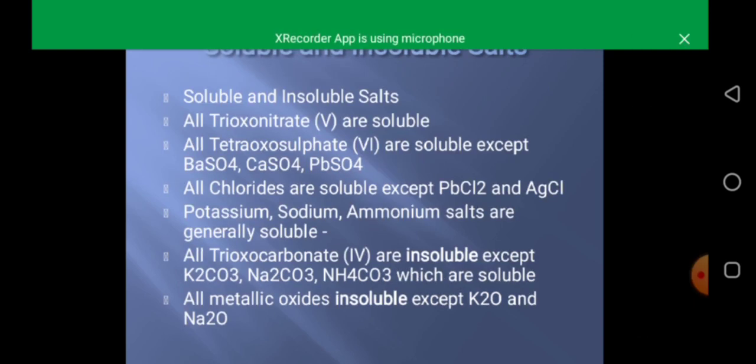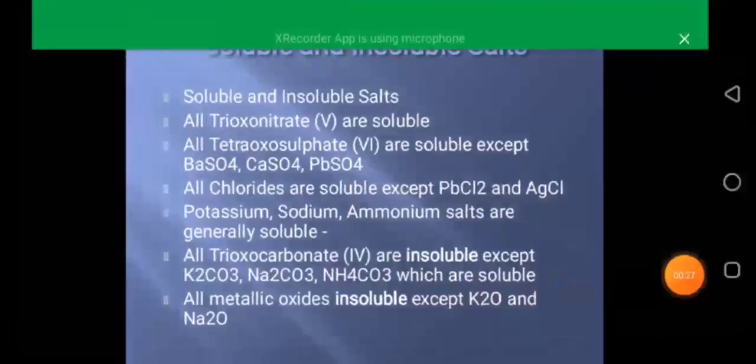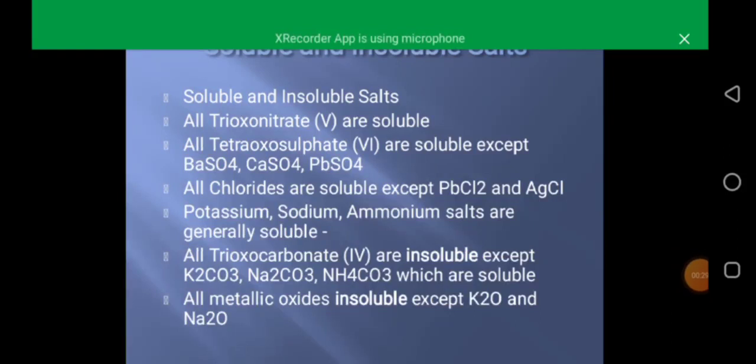Today we are going to see salt. Salt is divided into two. We have soluble and insoluble salt. So we are going to see both of them today, inshallah. Soluble and insoluble salt.